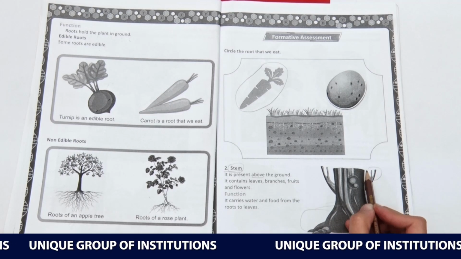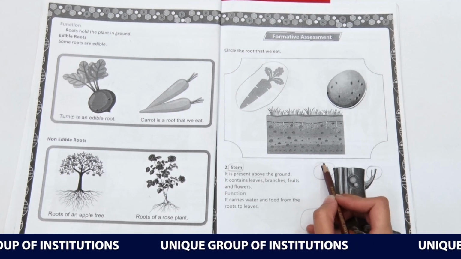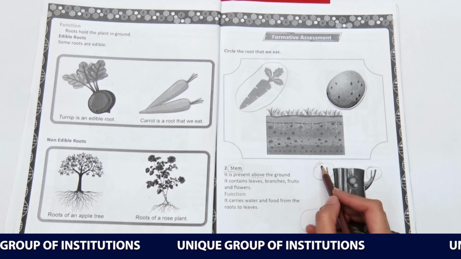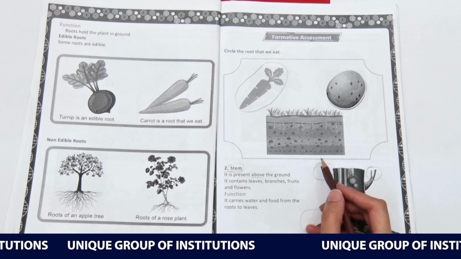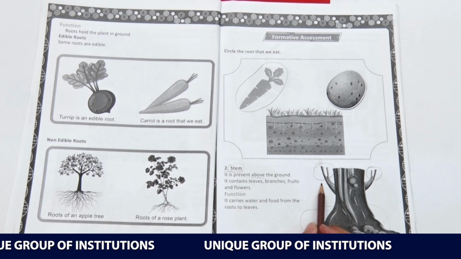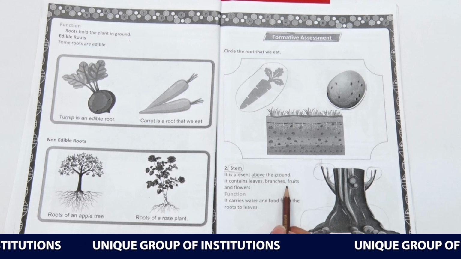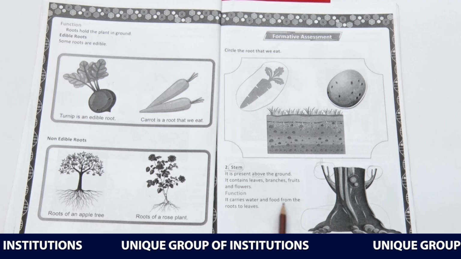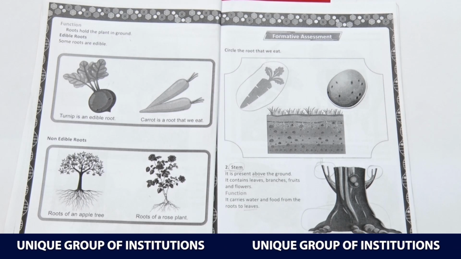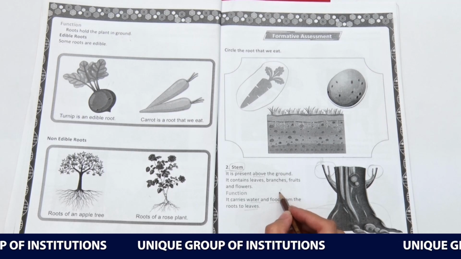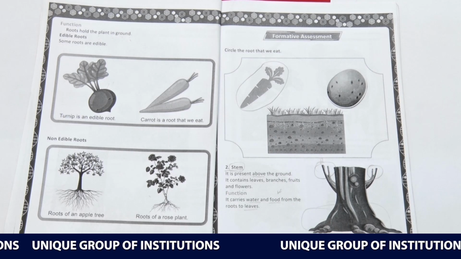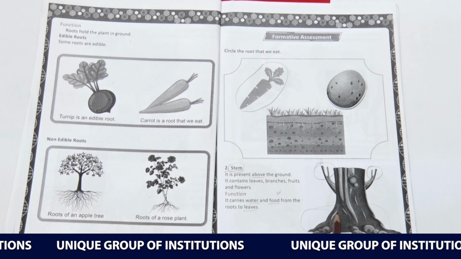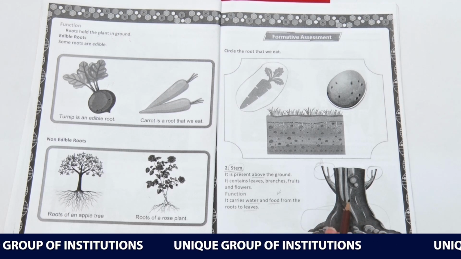Just like that, these are the branches. These are also the branches. If we move to the further part of the stem in the form of a branch, we will say that leaves are attached to the branch, and fruits and flowers are also attached to the branch. Function: it carries water and food from the roots to the leaves. Leaves get the water and nutrients in the form of food from the soil, and later on the stem carries this water and food from the roots to the very end part of the plant, that is the leaf.